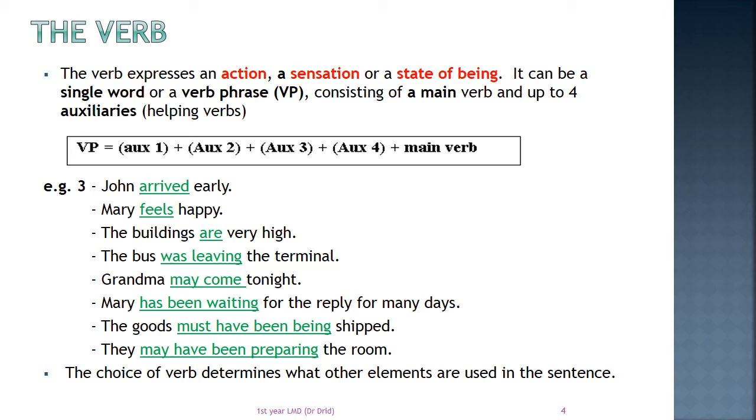Now we summarize what a verb is. The verb expresses an action, a sensation, or a state of being. It can be a single word, one word, or a verb phrase, many words, consisting of a main verb and up to 4 auxiliaries. We call them auxiliaries or helping verbs. Of course, the auxiliaries come before the main verb.